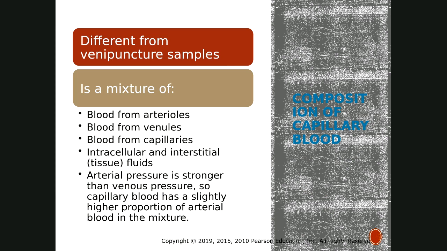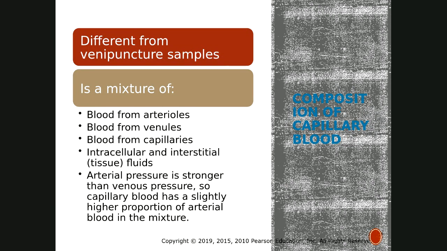So why is a capillary puncture so different than a venipuncture? This can be found, and it starts on page 373 and goes to 374 in your textbook. Blood from arterioles, blood from venules, and blood from capillaries. There's intracellular and interstitial tissue fluids.